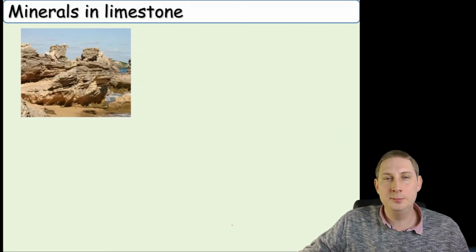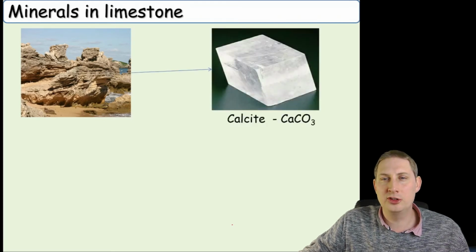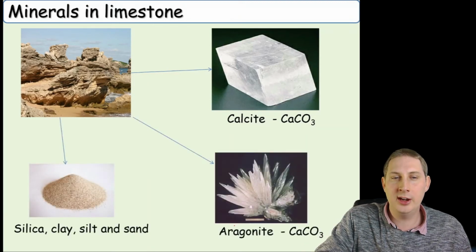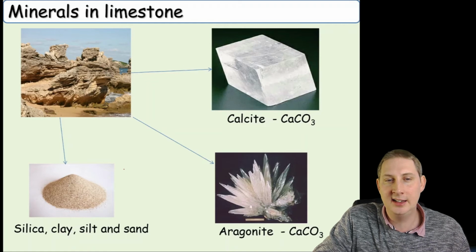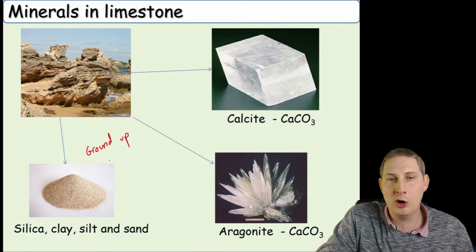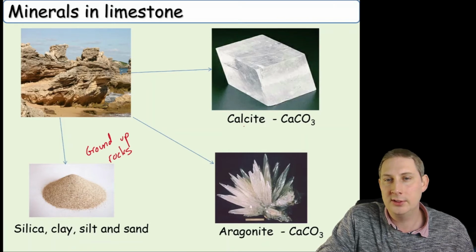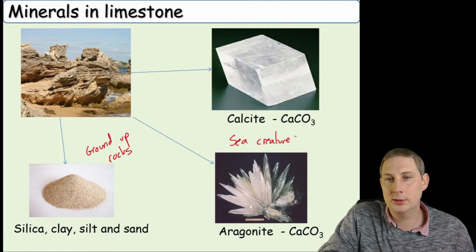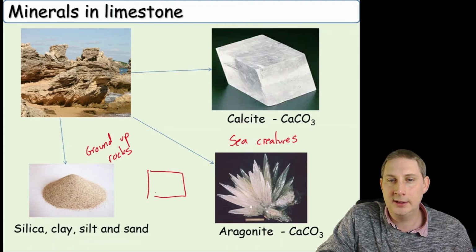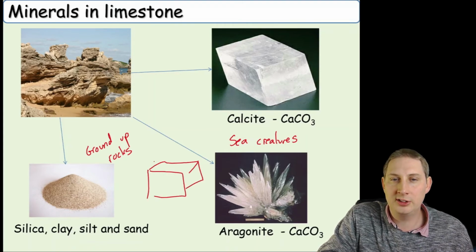So limestone is made up not just of calcium carbonate, which comes from the sea creatures, but also it contains things like silica, clay, silt and sand. So these come from ground up rocks. These come from the sea creatures. And they both get smushed together into your limestone rock.